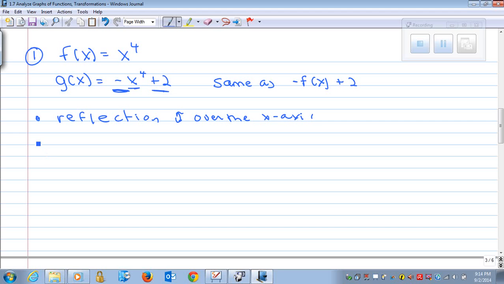The second transformation is the plus 2 at the end. That plus 2 at the end would, of course, mean we would shift up 2. All right, let's look at our second example.